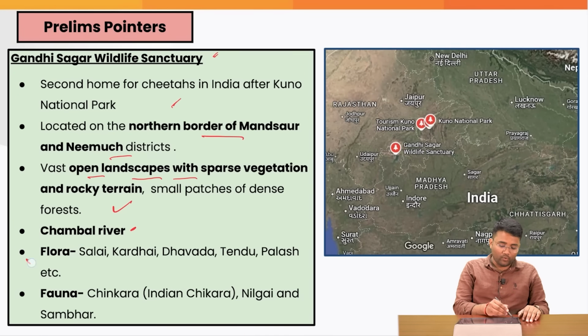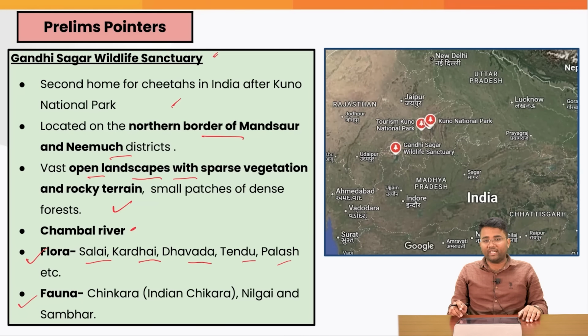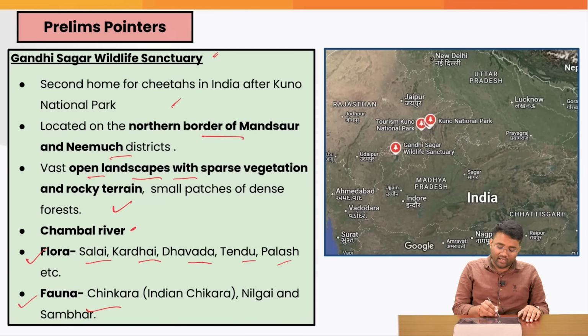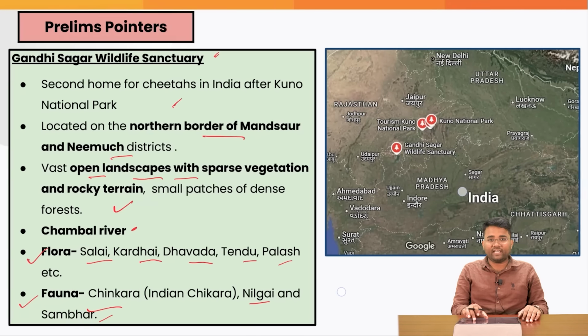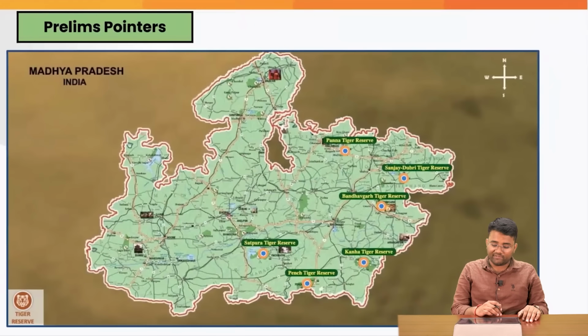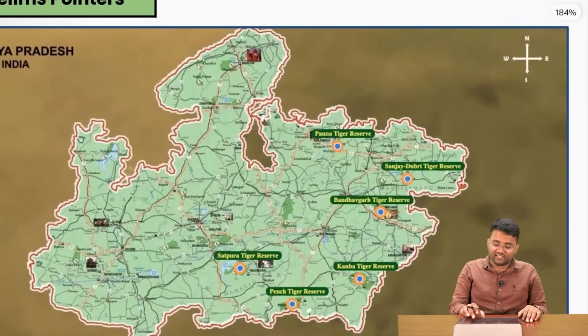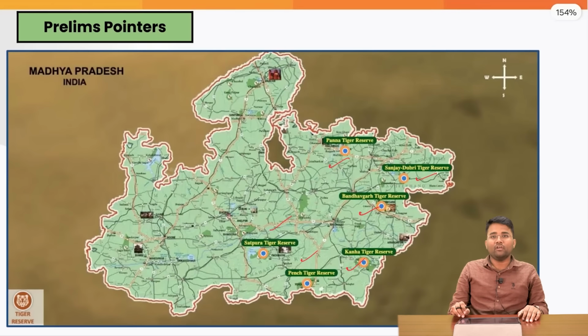If you talk about the flora or the tree species, it is Salai, Kardhai, Dhavda, Tendu, Palas, etc. And the fauna or the animal species are Chinkara, Nilgai, Sambar, etc. in this Gandhi Sagar Wildlife Sanctuary. There are also various tiger reserves in Madhya Pradesh. For example, Panna, Sanjay Dubri, Bandhavgarh, Kanha, Pench, as well as Satpura Tiger Reserve, which is there in Madhya Pradesh.